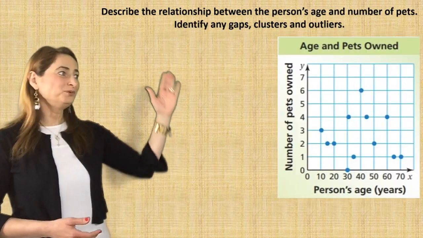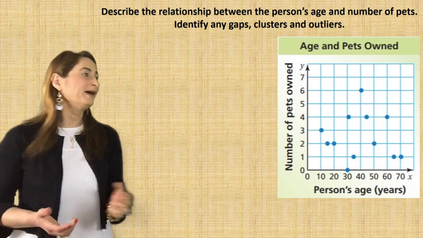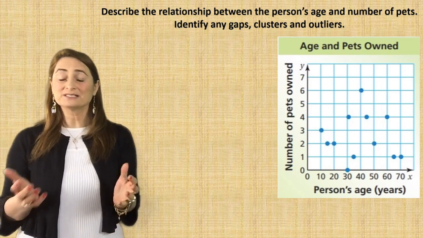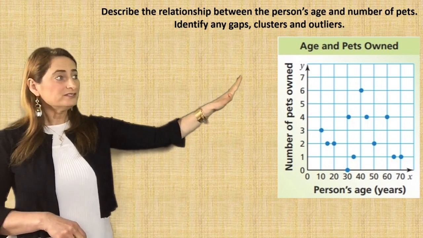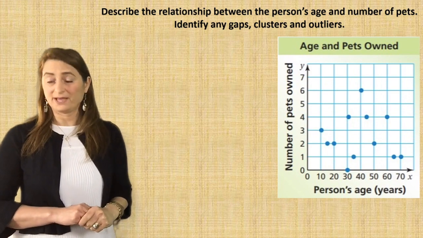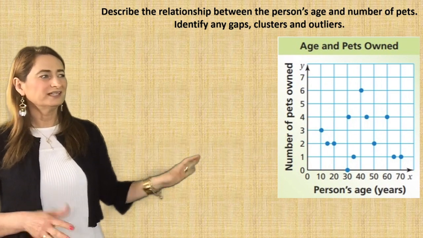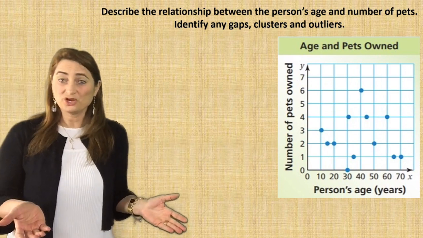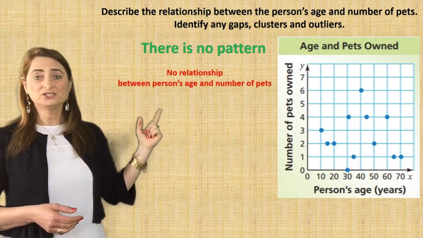Here's another example. Describe the relationship between the person's age and number of pets. Identify the gaps, clusters, or outliers. Is there a relationship between the age and the number of pets? Watch how all the dots are scattered everywhere. Can you find a pattern? Can you find a trend? I can't. There is no pattern. That means there is no relationship.